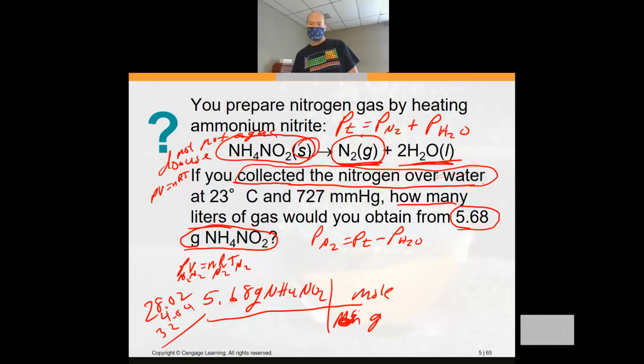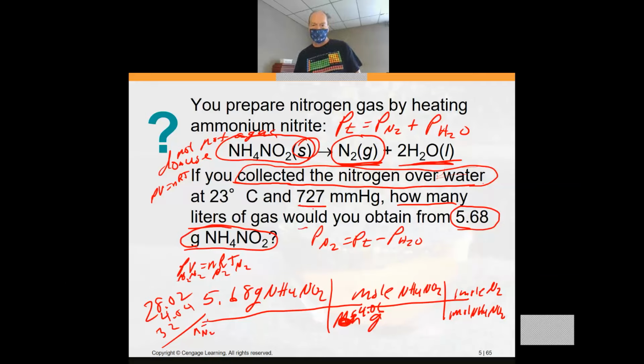So we put in our 64.06. So that's moles of our NH4NO2. And we got moles so that we can do the mole ratio. And this one happens to be a 1-to-1. 1 mole of your NH4NO2 gives 1 mole of nitrogen gas. And so this is how we find the moles of nitrogen.